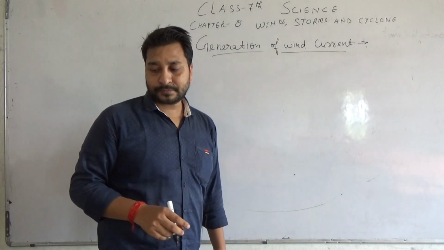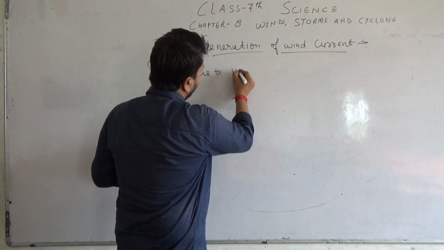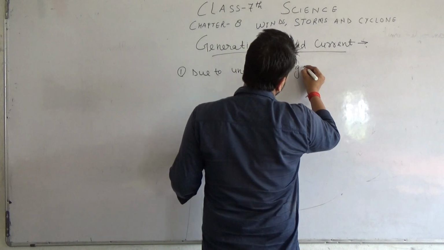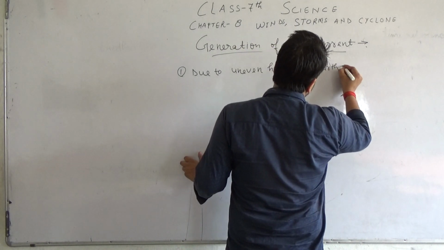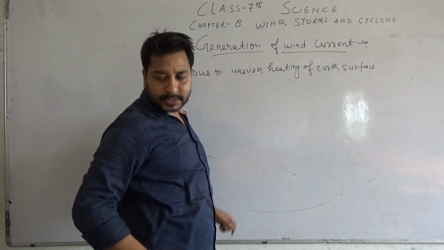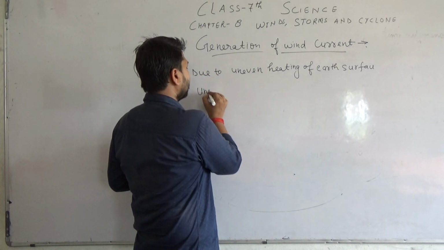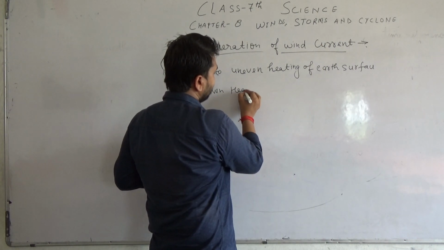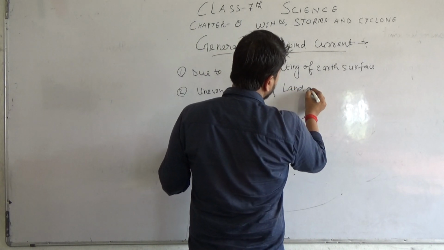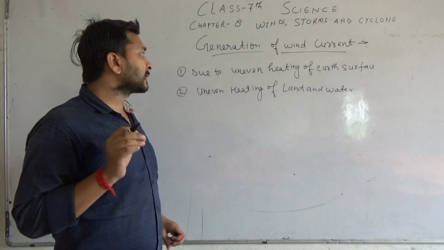Then there are two methods. First is due to uneven heating of earth surface. Second, what is second? Uneven heating of land and water. So firstly we will understand about this.